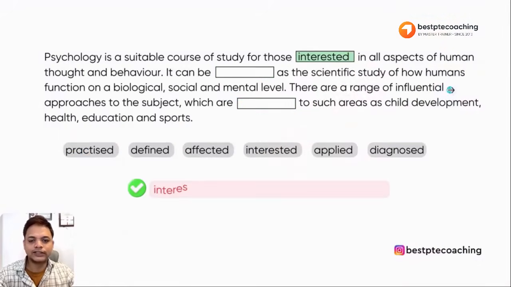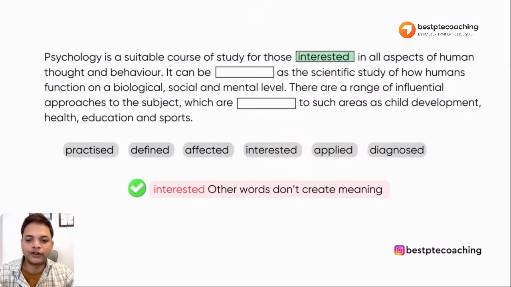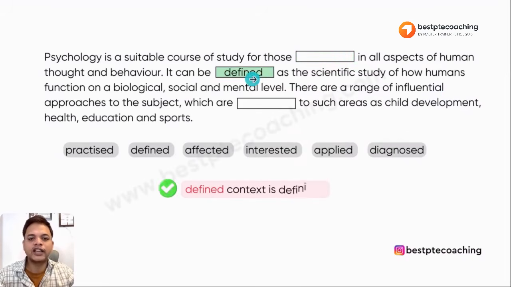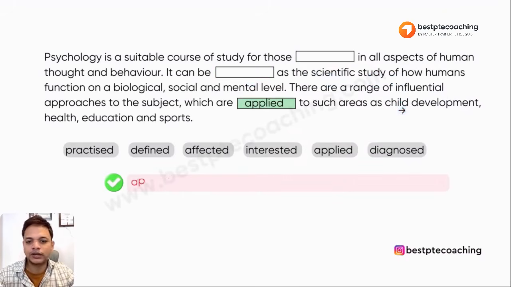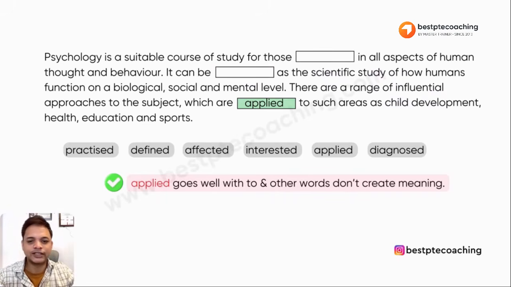Optional, I'll show you on the screen what I spoke about. Interested, other words are not at all creating meaning, so it can be defined because it's a definition. The context is definition. Third one, which are applied to such areas. These are the areas where it is applied.